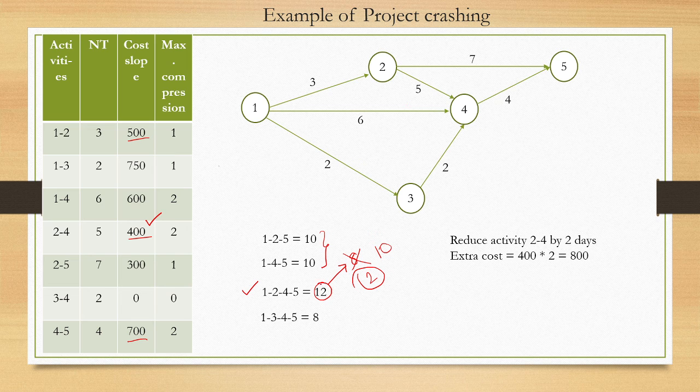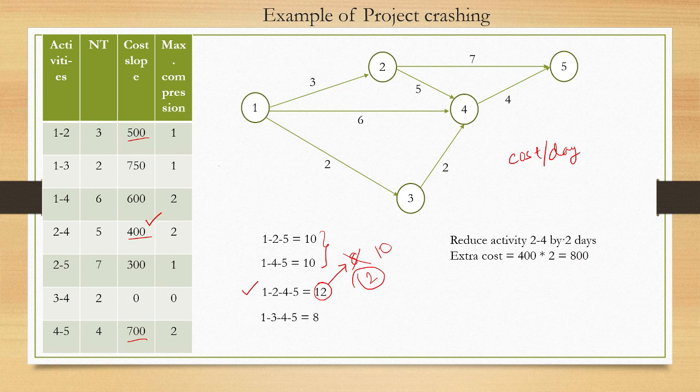Okay, but in the next step again we'll find out that we need to reduce it by one more day. So directly I have written here: reduce activity 2 to 4 by 2 days. And what will be the extra cost? For 1 day, the cost slope. What is the unit of cost slope? That is cost per day, right? So if we are reducing it by 2 days, we multiply by 2, so 400 into 2 is rupees 800.